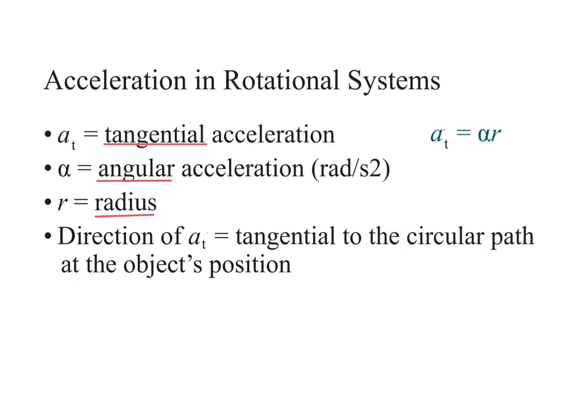So in this, a sub t equals alpha times r. My tangential acceleration is the a sub t. The alpha is angular acceleration in radians per second squared, and my r is my radius. The direction of this is tangential to the circular path at the object's position. So we were going to finish this up tomorrow, but we'll have some examples tomorrow.